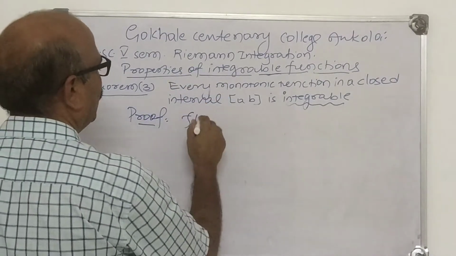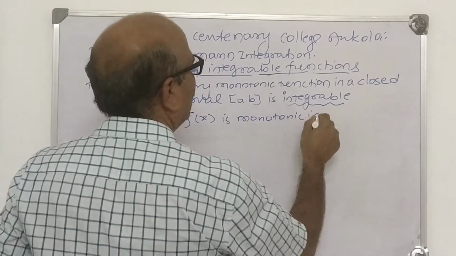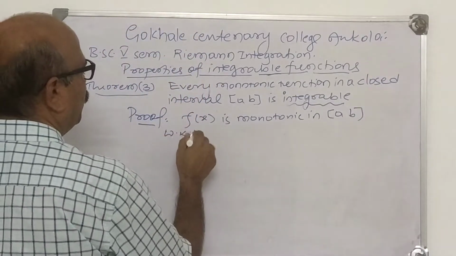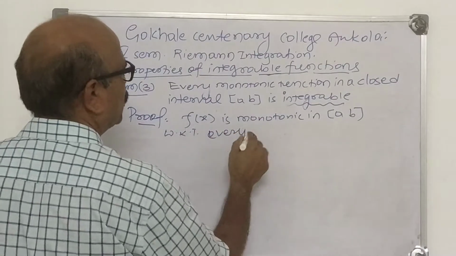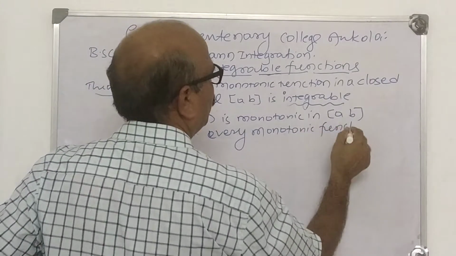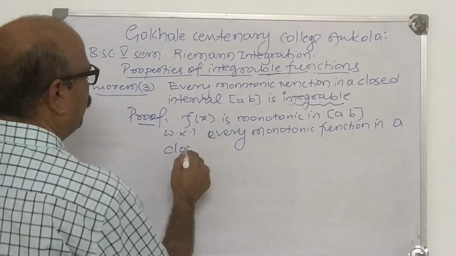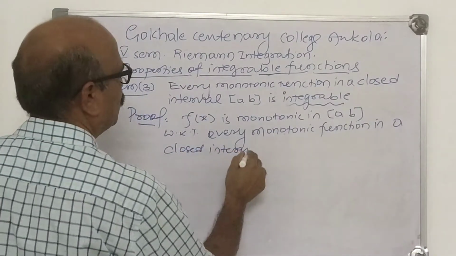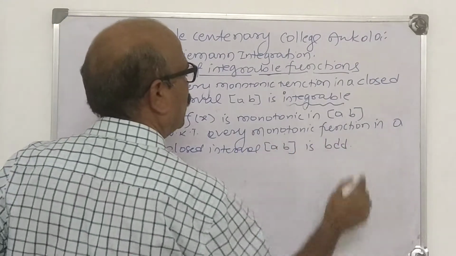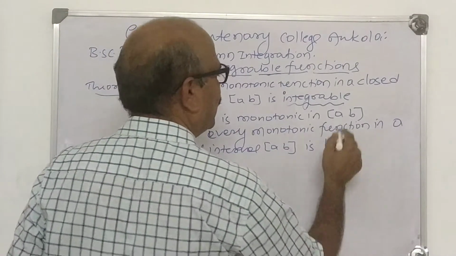What is given? f(x) is monotonic in AB. We know that every monotonic function in a closed interval AB is bounded. So the first condition is that the function is bounded in the interval AB.